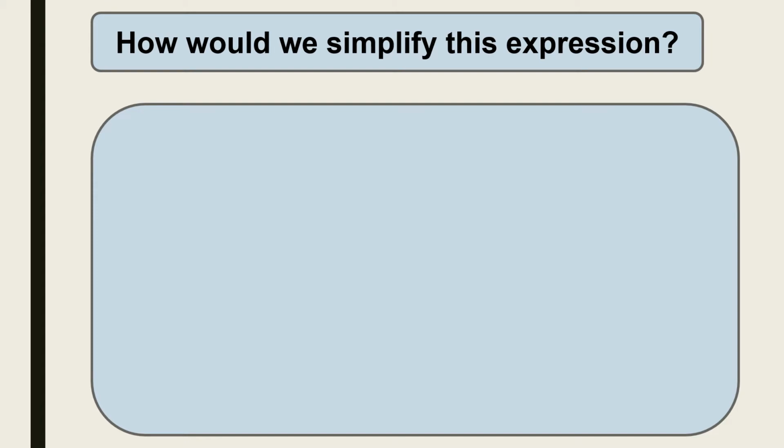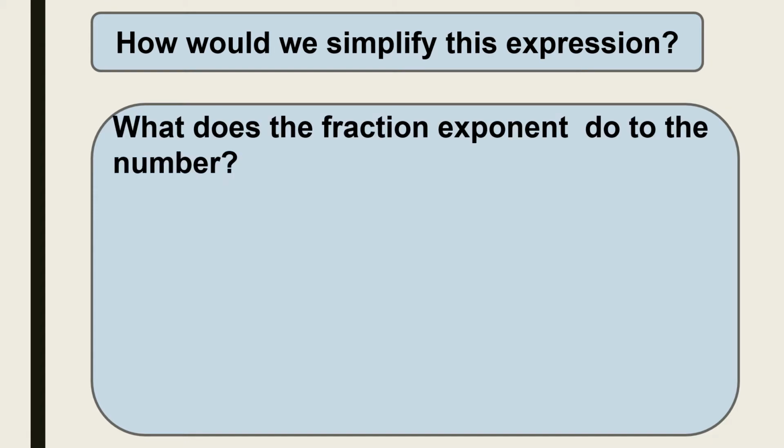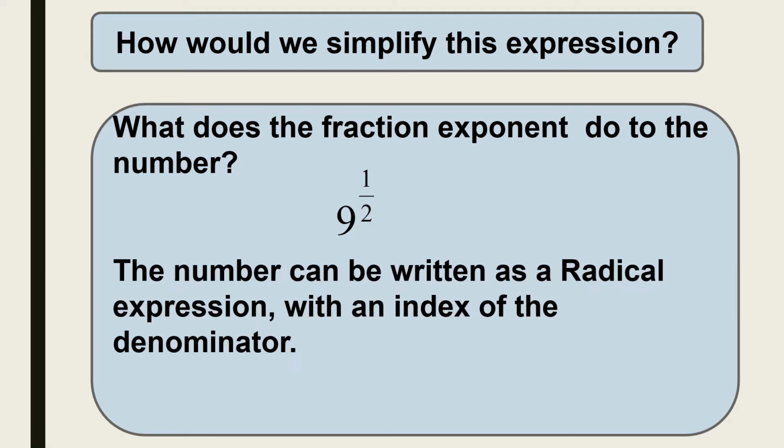So how would we simplify this expression? What does a fractional exponent do to the number? So 9 raised to 1/2 is like this. If you change that, the number can be written as a radical expression with an index of the denominator. So it will become the 2nd root of 9, or you just call it the square root of 9. Okay, fine. Just like that.